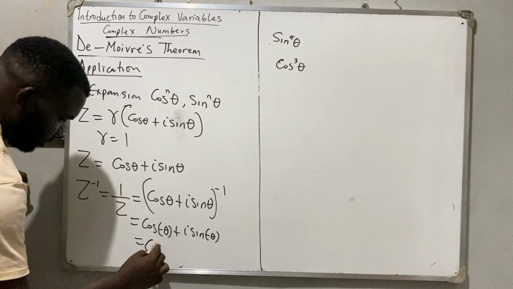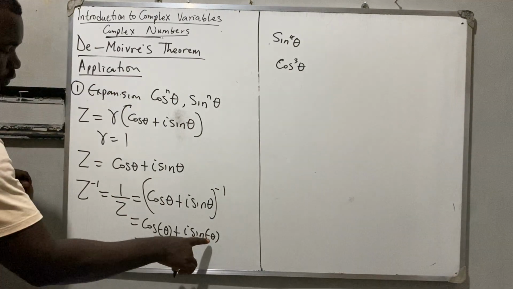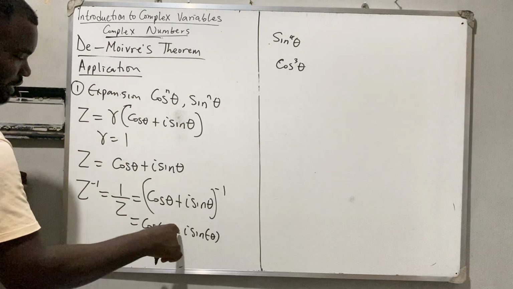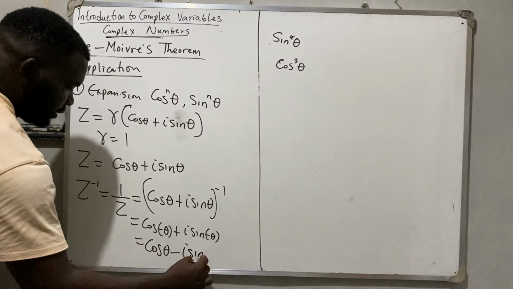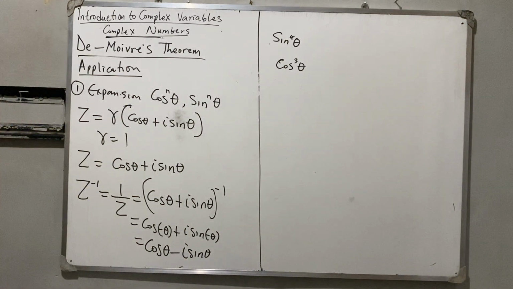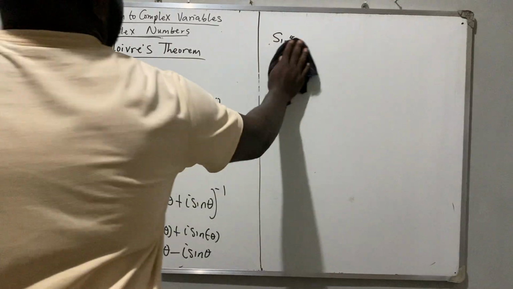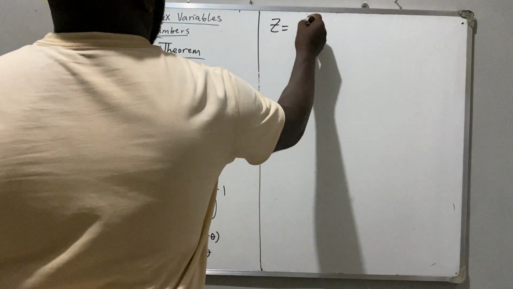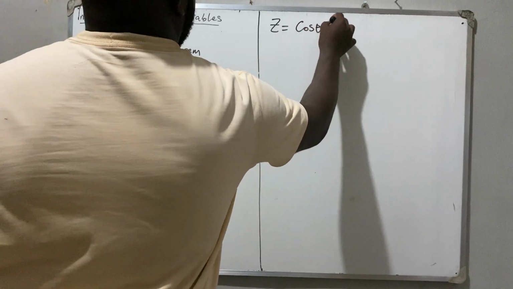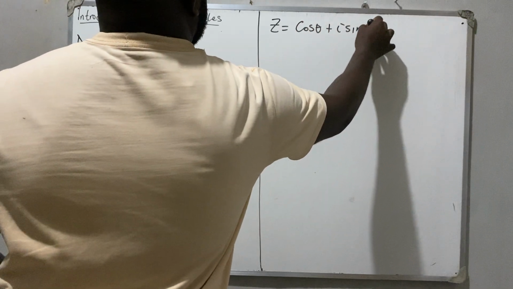So I'm having that this is just cos theta. But even and odd function means that the minus can come to the back. So this is minus I sine theta. Okay? So let me write out this thing I just wrote. It means that Z is equal to what? Cos theta plus I sine theta.